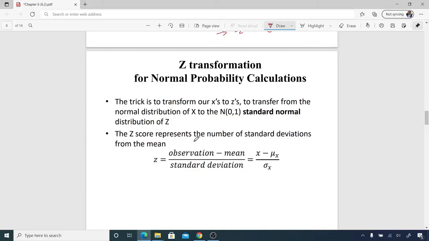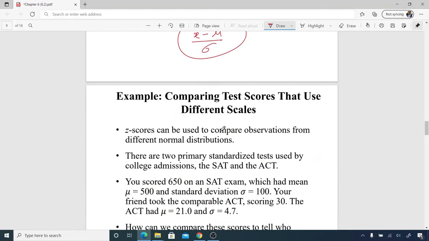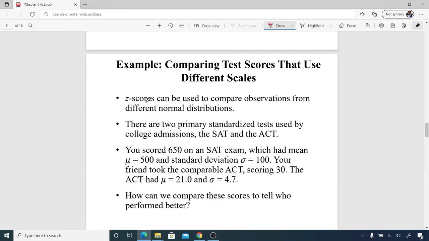The Z score represents the number of standard deviations from the mean. All we do is take the given observation minus the mean, divided by the standard deviation. This is how you do it, and you may see this notation. Let me talk about how you compute Z scores and compare test scores that use different scales. Z scores can be used to compare observations from different normal distributions.